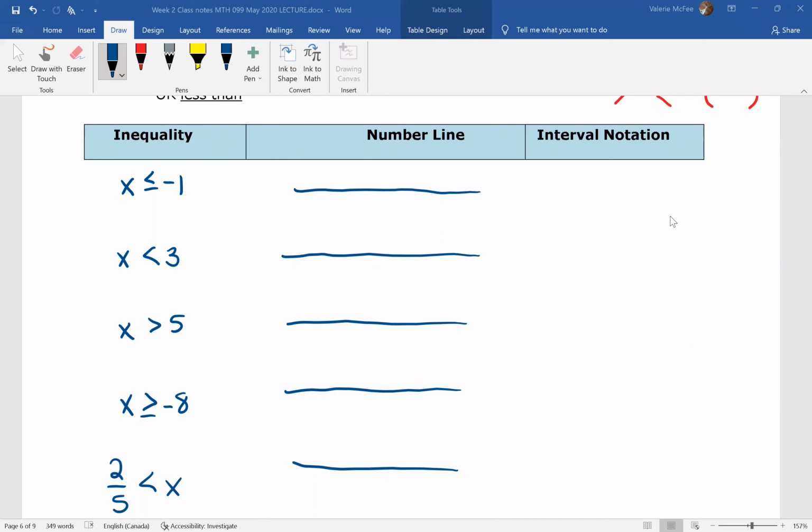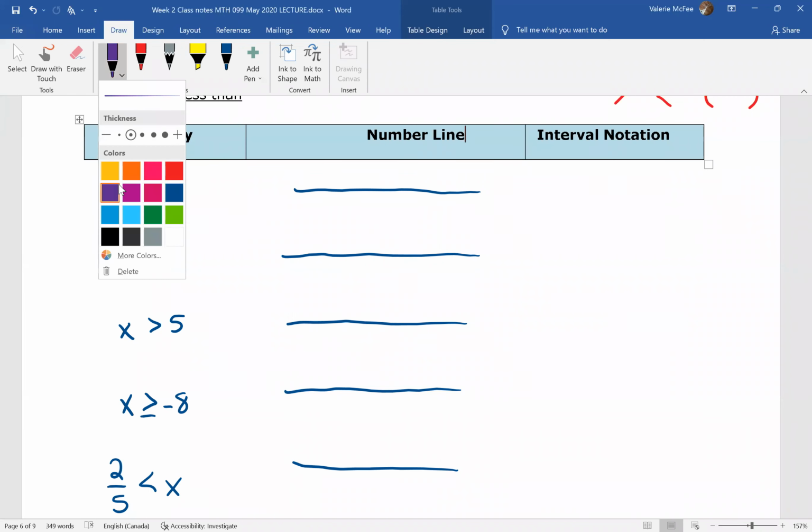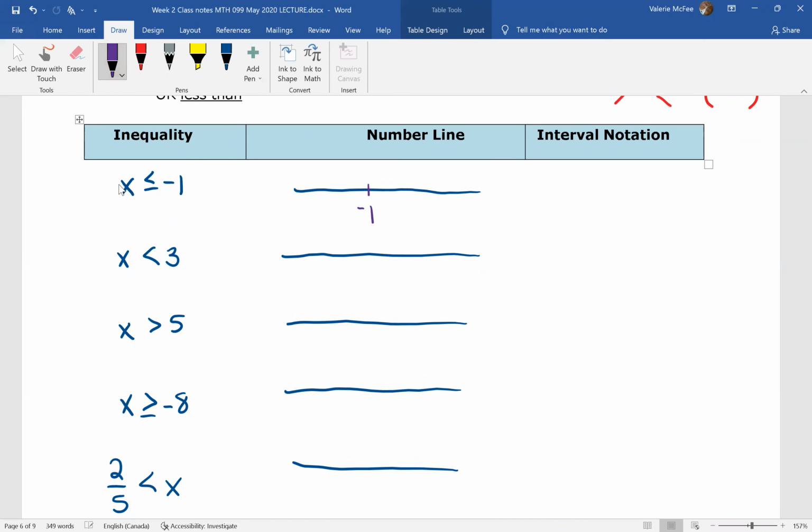Okay, let's continue here. So we have X is less than or equal to -1. We can put -1 on our number line. The arrow tells us to shade to the left. X is less than or equal. Less than or equal means we're going to use a square or closed bracket. And think about where we're heading. -1, -2, -3, all the way to -infinity.